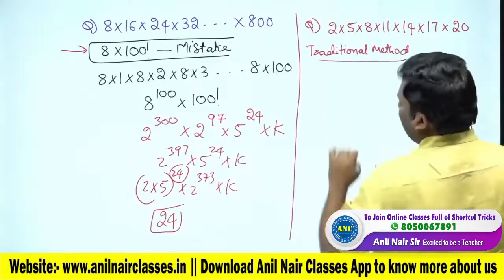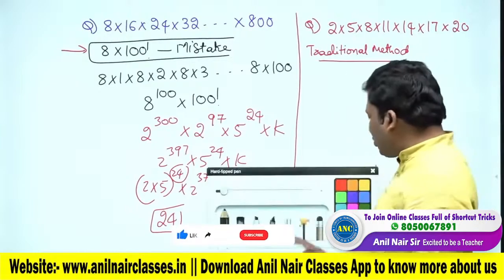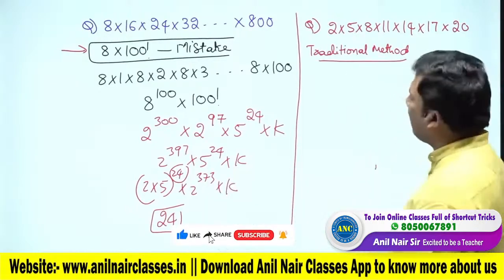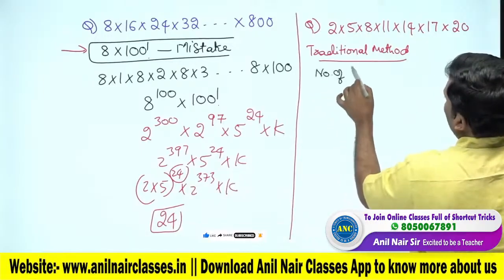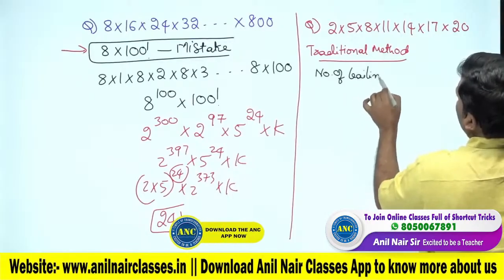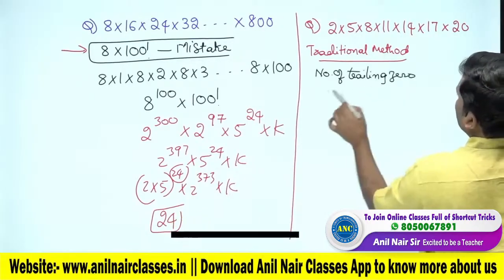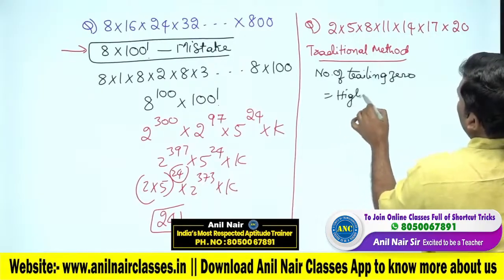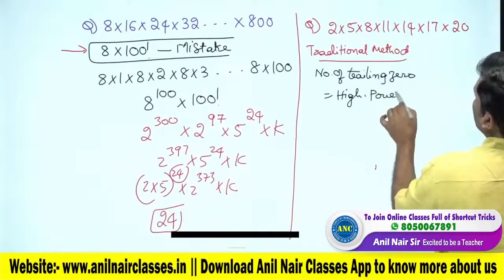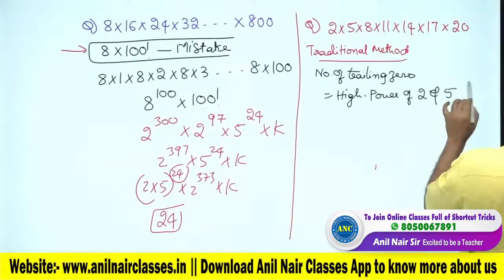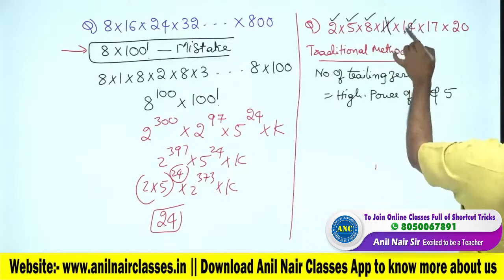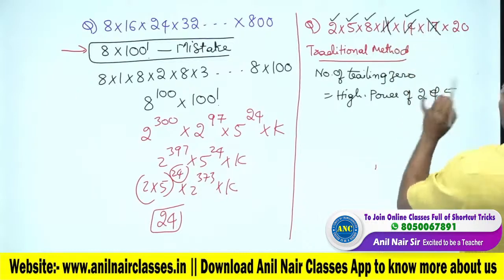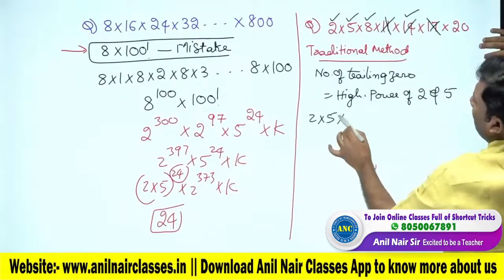Traditional method. I want the number of trailing zeros. Some of the questions you will not find in the regular textbook. Listen carefully. We require the number of trailing zeros. Trailing zeros depend on the highest power of 2 and 5. We require the highest power of 2 and the highest power of 5. So these I require, these I require, these I require. 11 is not required. So 14 I require, 17 I don't require. So in the question, a few terms are neglected.